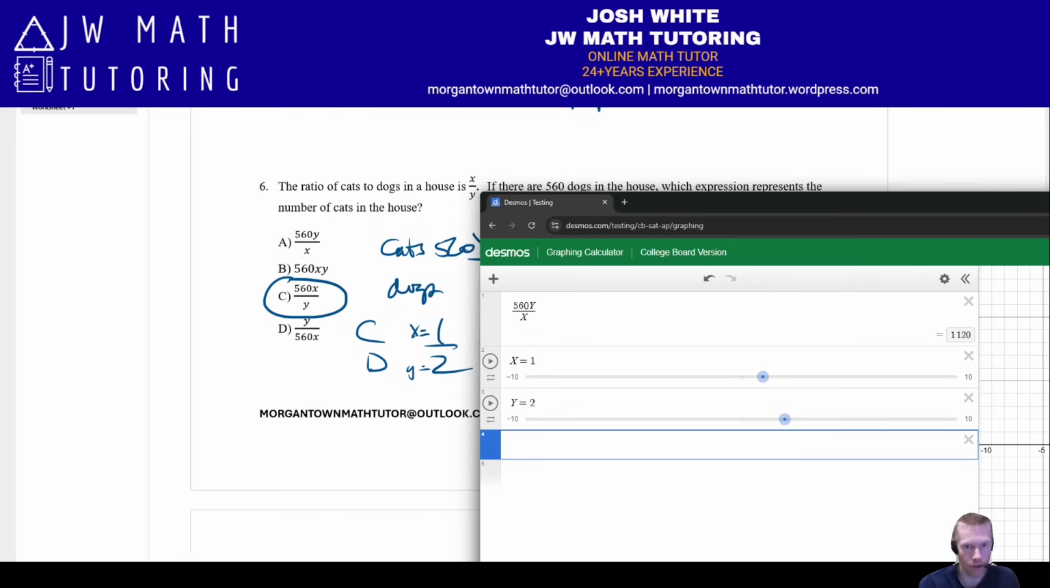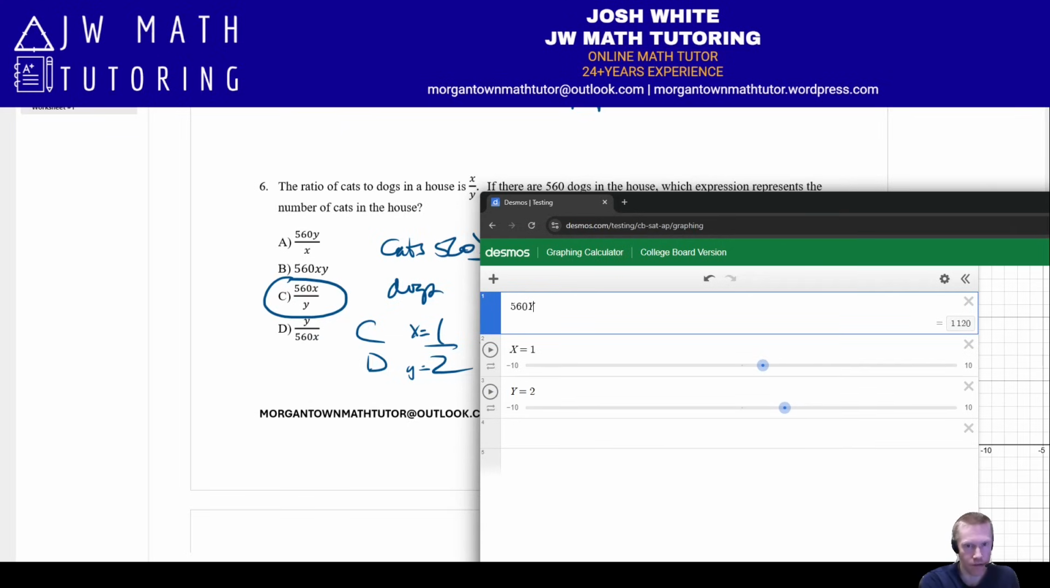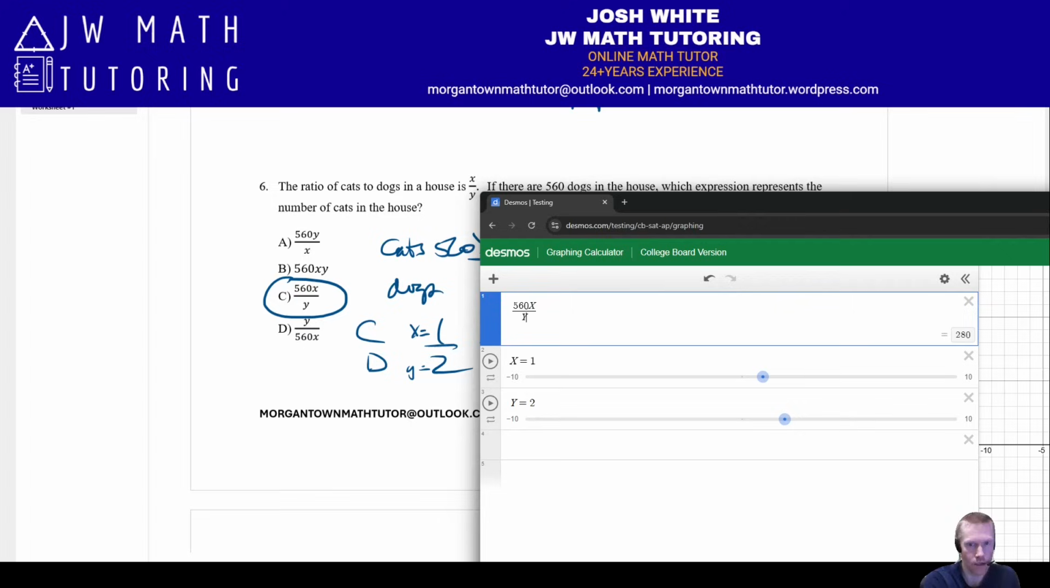And again, we're looking for the answer choice that gives us 280. Okay, so A is obviously wrong. Let's look at B, 560xy. Notice it gives me 1120, not 280. It's wrong. Let's look at this one. This C gives me 280. That appears to be correct.